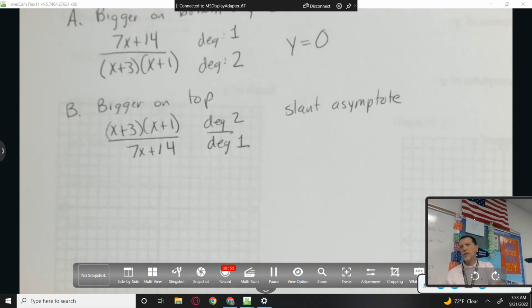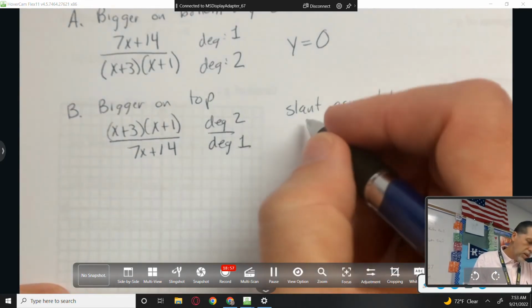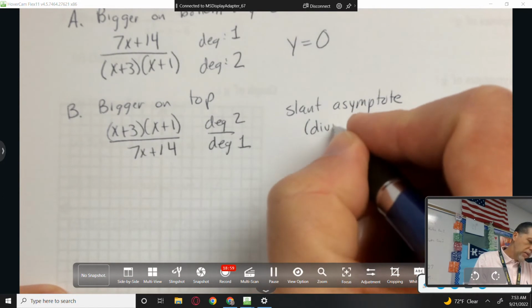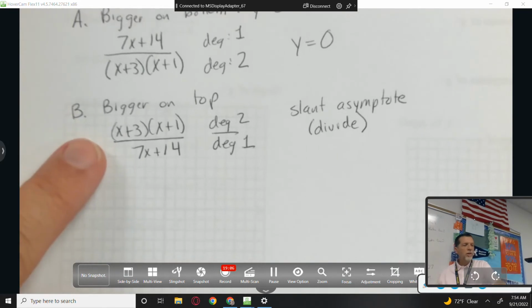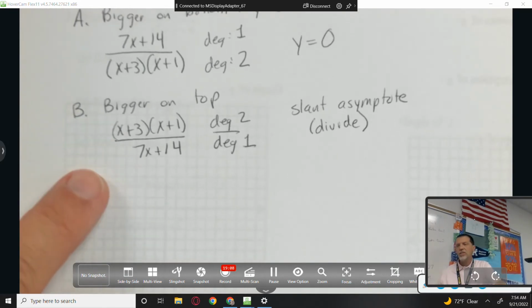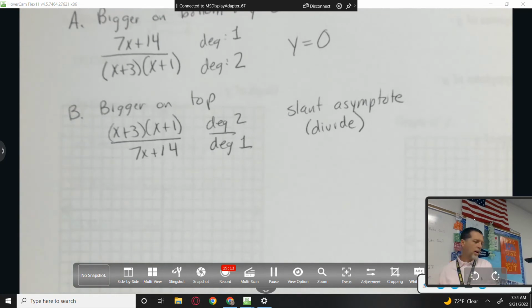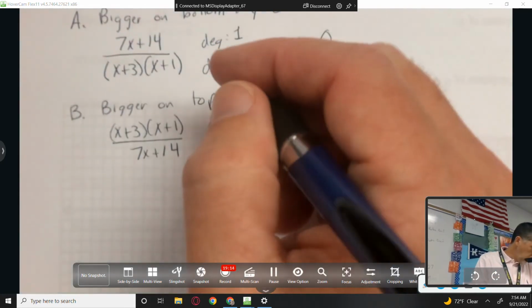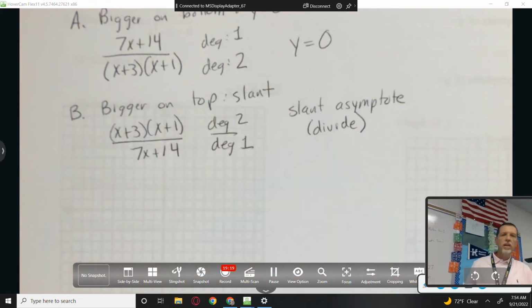And that's sort of a whole separate issue, so we'll table that and come back to it when we need it, how to find the slant asymptote. But the short answer is we'll need to divide the top by the bottom. So now it's back to long division versus synthetic division, all of that. Again, table that, we'll come back to it later. So bigger on top is a slant asymptote.